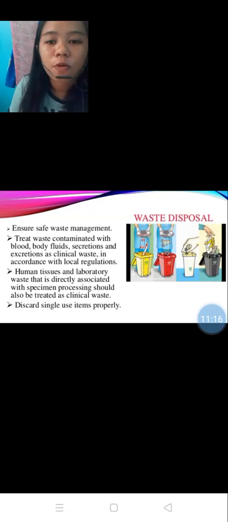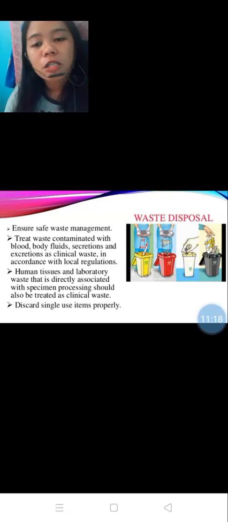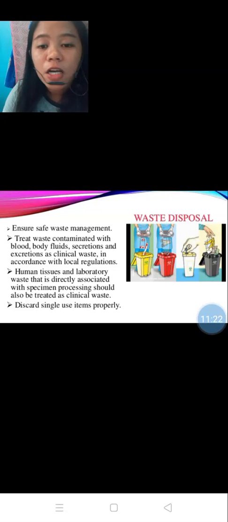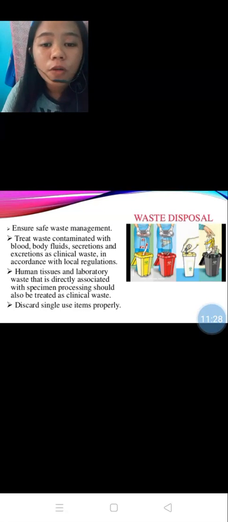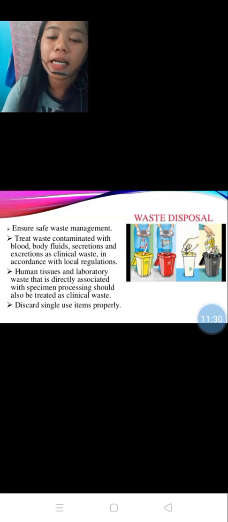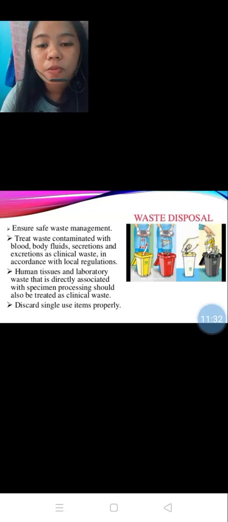Waste disposal. In hospitals, they have waste disposal procedures to ensure safe waste management and treat waste contaminated with blood, body fluid, secretions, excretions as clinical waste in accordance with local regulations. Human tissues and laboratory waste that is directly associated with specimen processing should be treated as clinical waste. Discard single-use items properly.